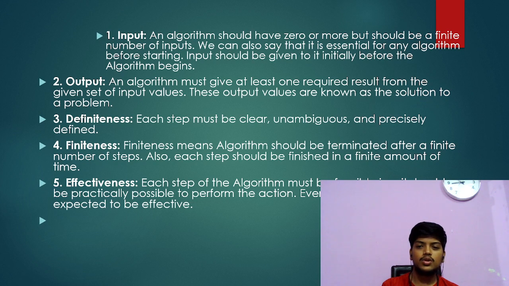Finiteness means the algorithm should terminate after a finite number of steps. Effectiveness means each step of the algorithm must be feasible, practically possible to perform, and generally expected to be effective.